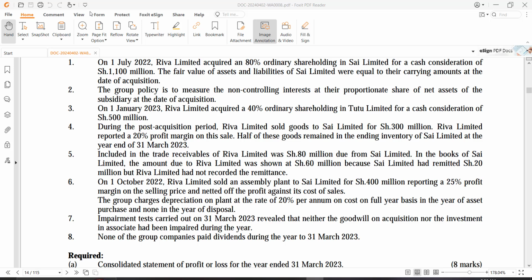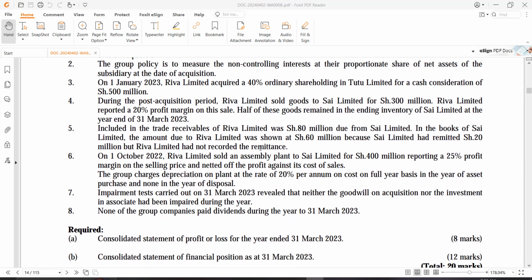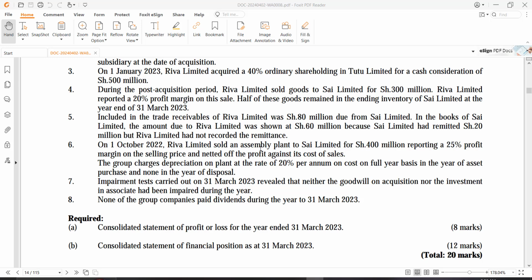And lastly, number 8, none of the group companies paid dividends during the year to 31st March 2023. You are required to prepare a statement of profit and loss for the year ended 31st March 2023, given 8 marks, and a consolidated statement of financial position as at 31st March 2023, given 12 marks.